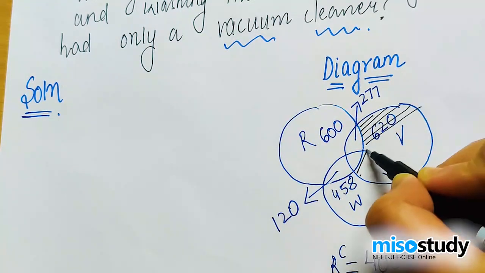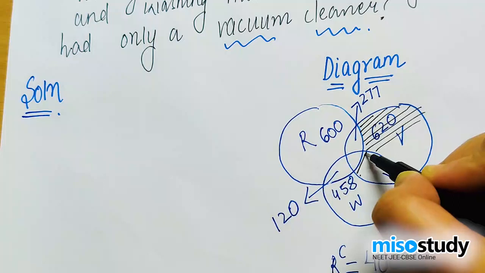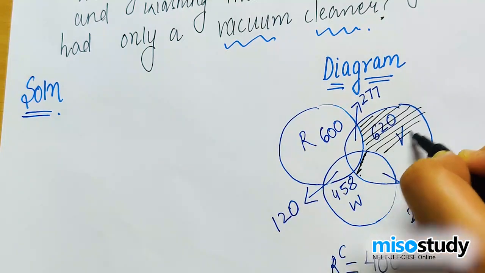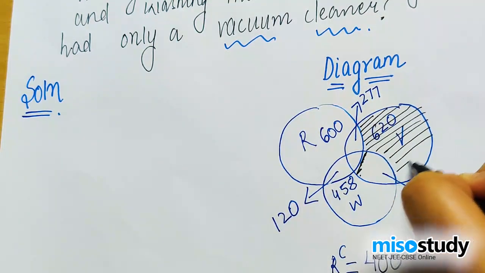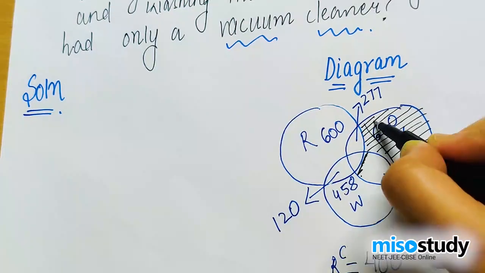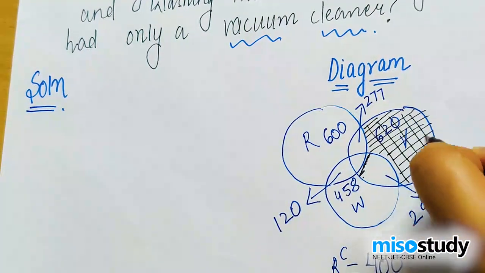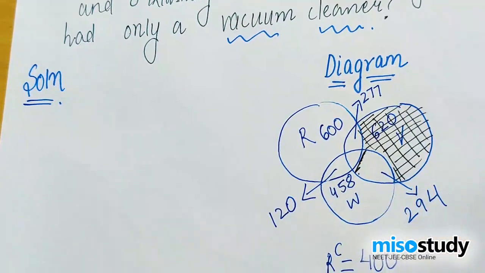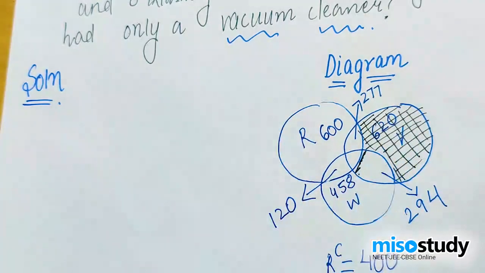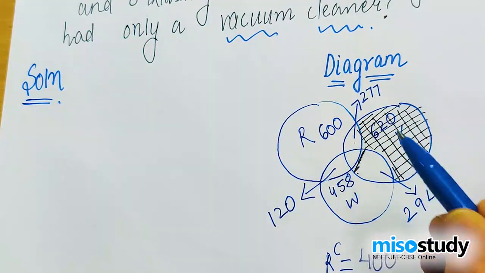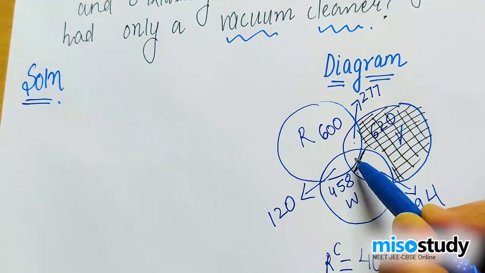This is only vacuum cleaner. I'm sorry, this will not be considered. This is only vacuum cleaner, the one having the square formed. Okay, so that means we need to find out this portion. But before that, we know this, we certainly don't know this, and we don't know this. So let's first of all concentrate on finding out this.